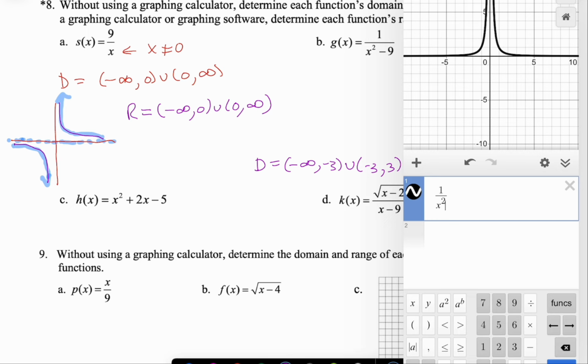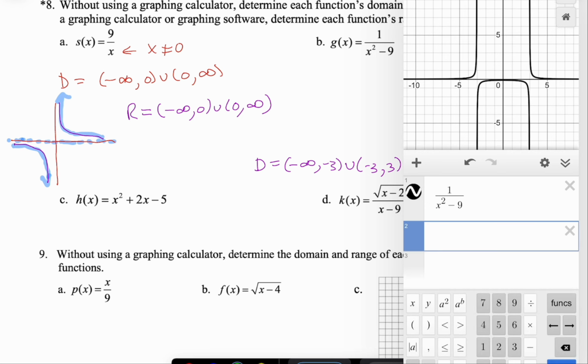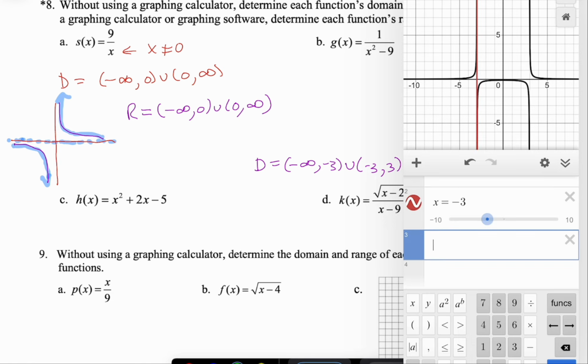If we do 1 over x squared minus 9, we have 3 pieces like I predicted. This is to the left of 3. Let's put those values in. So x equals 3. Well, let's do negative 3. And x equals positive 3.